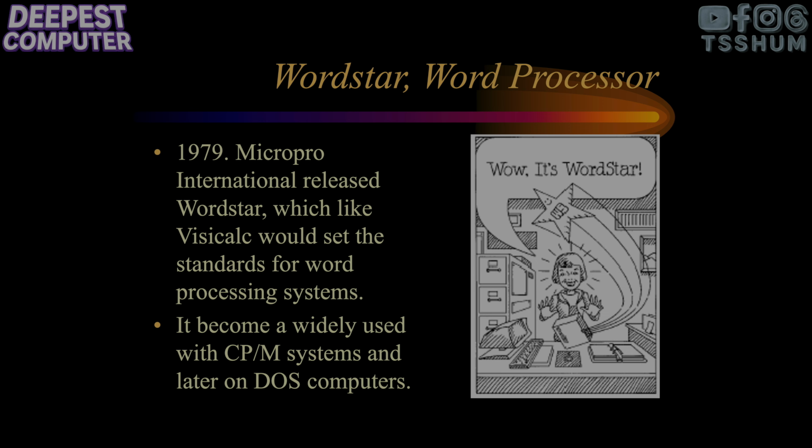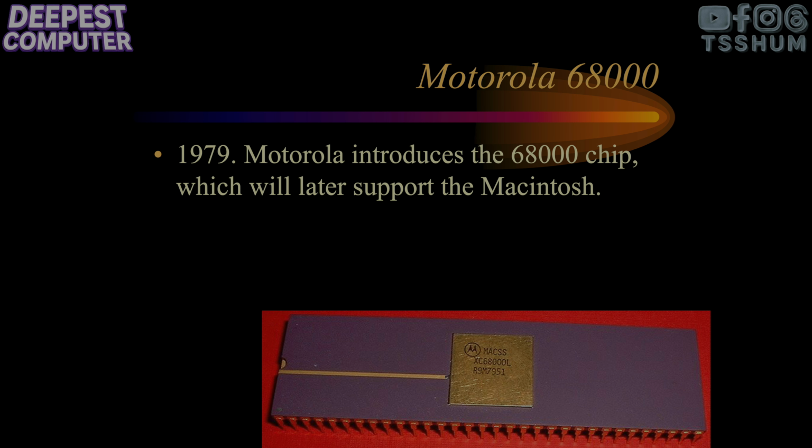In 1979, MicroPro International released WordStar, which became a standard for word processing systems, especially popular with CP/M and later DOS computers. Motorola introduced the 68000 chip in 1979, which would later be used to power the Macintosh computer.